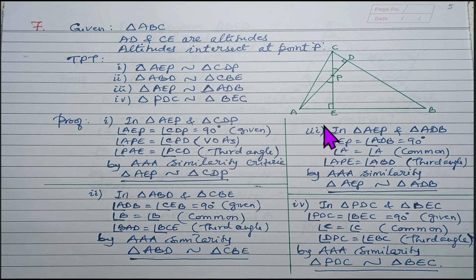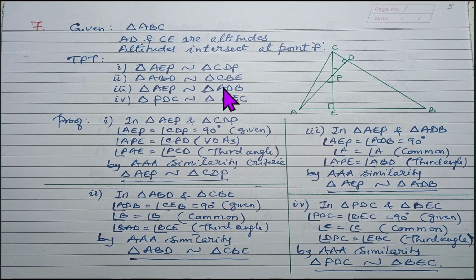Angle BAD, this third angle, is equal to angle BCE, that is the third angle. Therefore the three angles of the two triangles are correspondingly equal. By AAA similarity, triangle ABD is similar to triangle CBE. So that was the second proof.